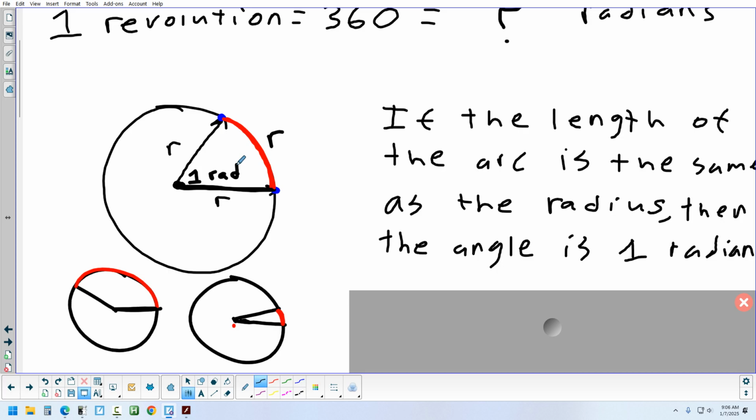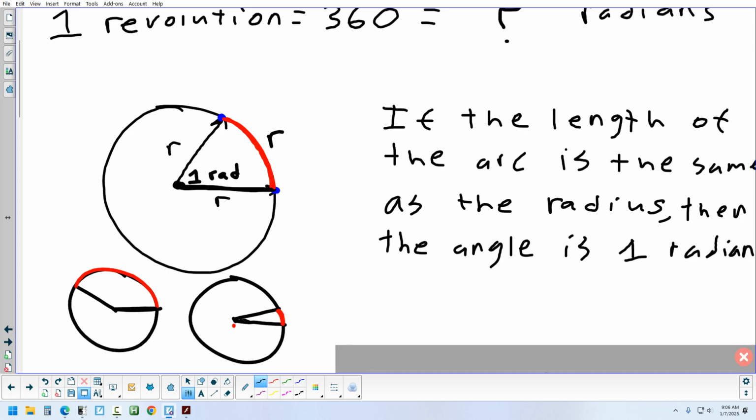If they're not the same, then you don't have 1 radian. You have something else. All right.